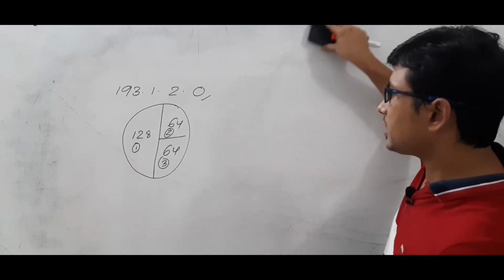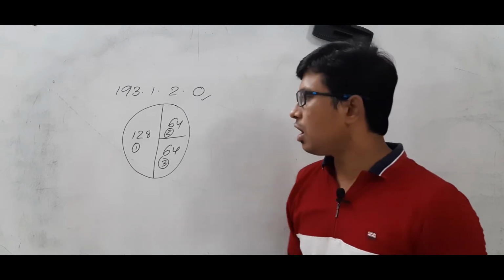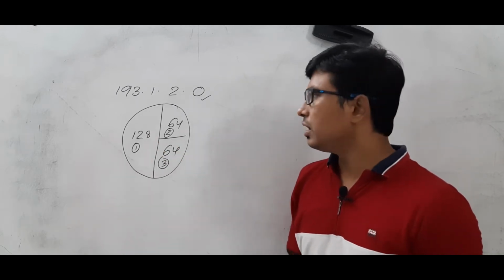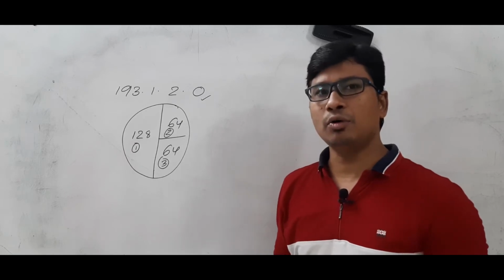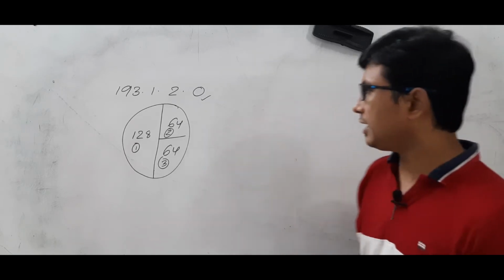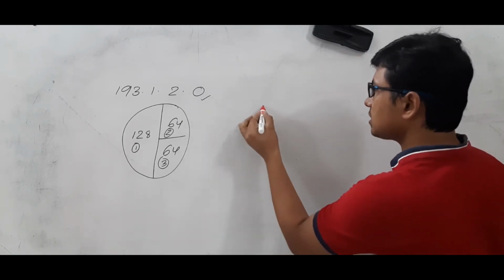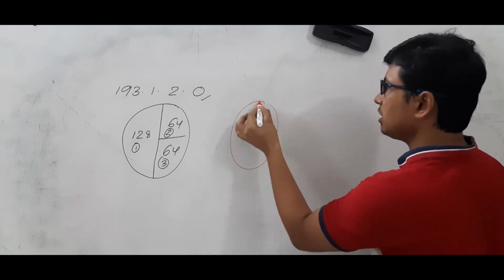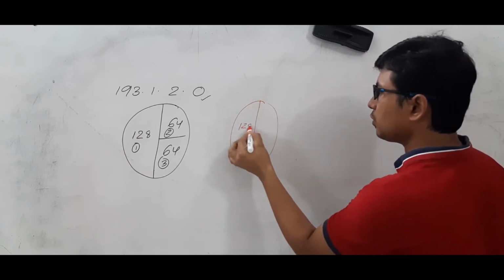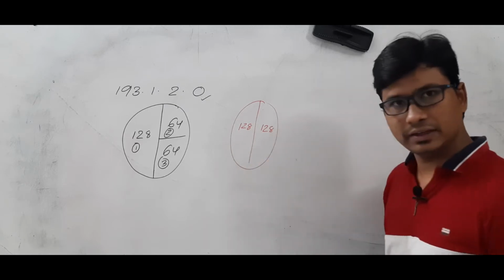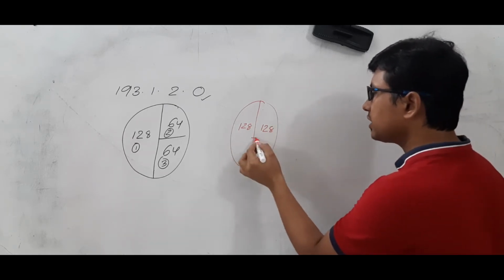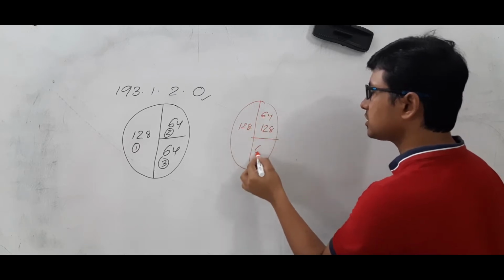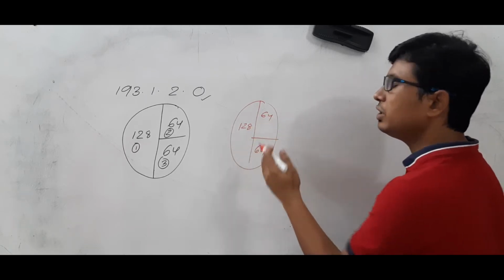Now let me tell you one simple thing. How can we do this? First, how many parts do I need to divide it into? You can say, sir, first we will divide it into 128 and 128. Am I right? We already know how to do that. Then this 128 I will make into 64 and 64. So whatever you want, you will get it.